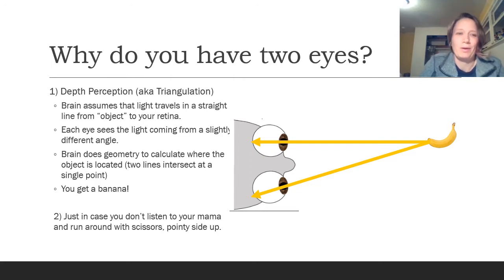There is one other reason why we have two eyes that biologists will tell you, and that is that vision is such a critical sense for humans, right? It's really challenging to get around this world with lack of vision. Not that it can't be done, we have all sorts of resources, but it's really critical. And so it's nice when you have something that's so important to your survival to have a spare. So just in case you didn't listen to your mama when she told you not to run around with scissors, we have spare eyes just in case anything happens to one of them.